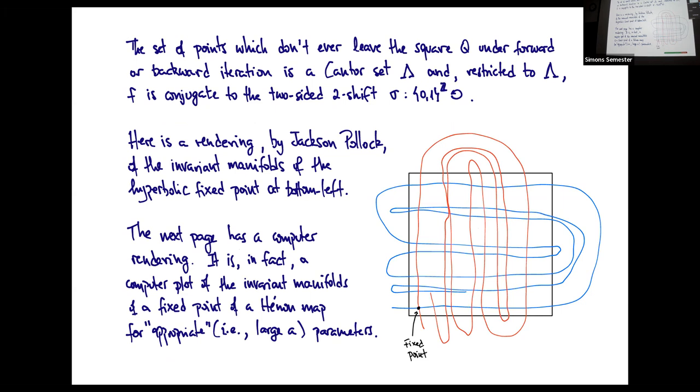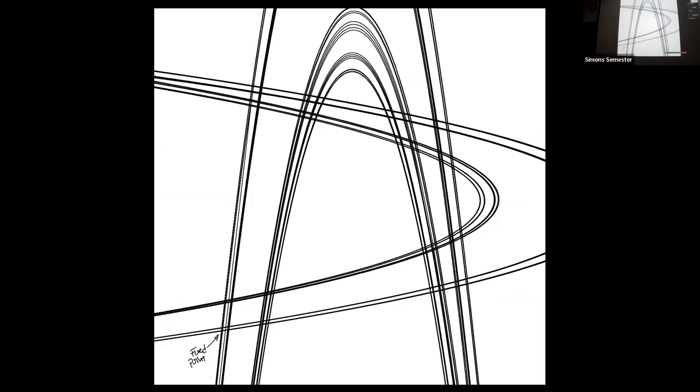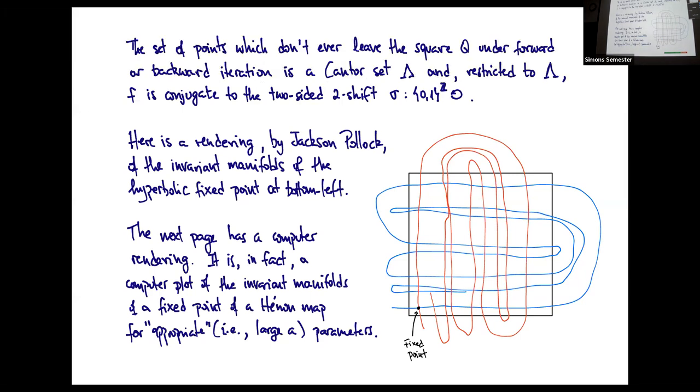Maybe I didn't show it last time around, but here's the Hénon map. These are the stable and unstable manifolds of the Hénon map, as I showed in Toby's program. This picture is taken from Toby's program, and A here is large enough, and the fact that these guys cross is, well, anyway, it's a better rendering of this picture.